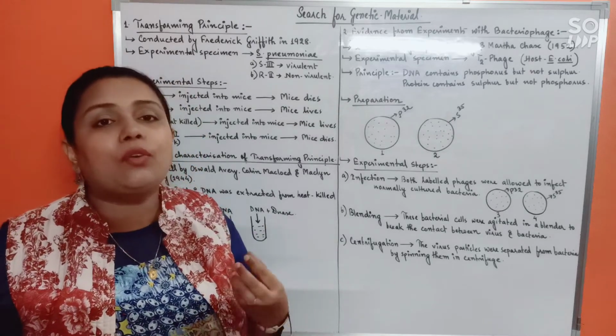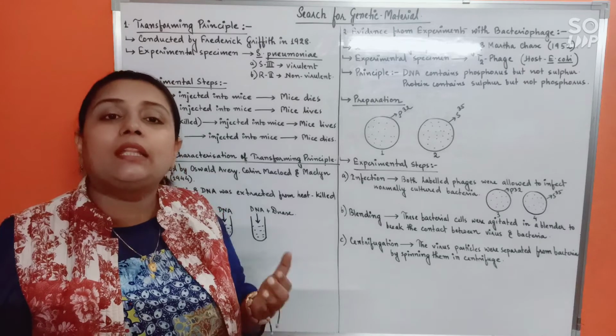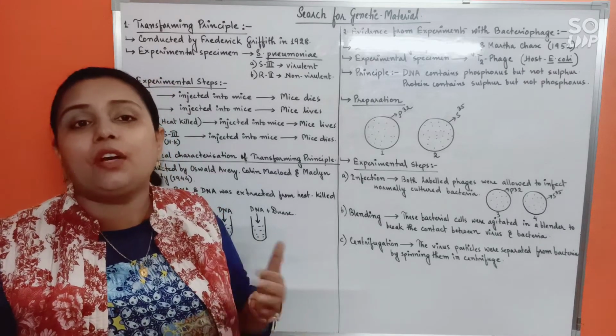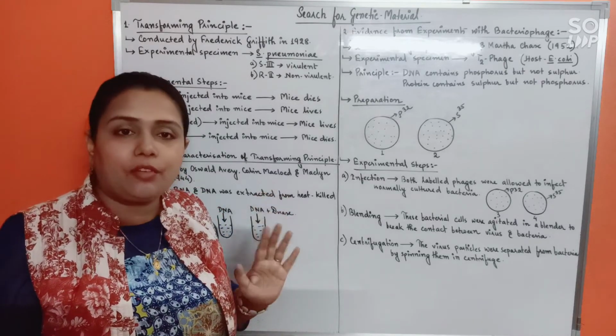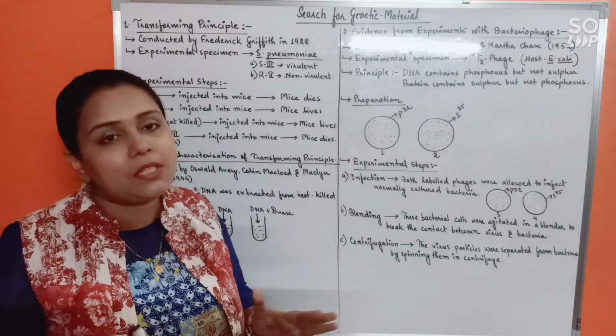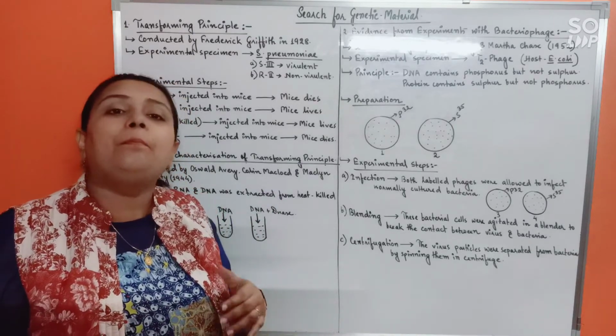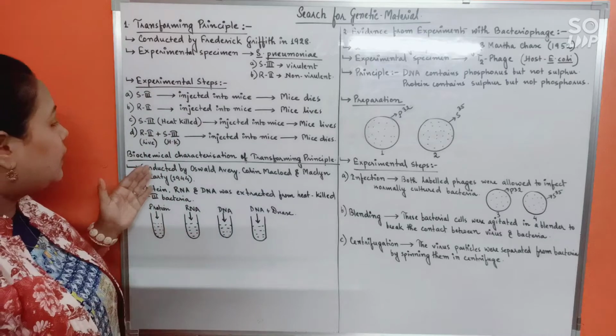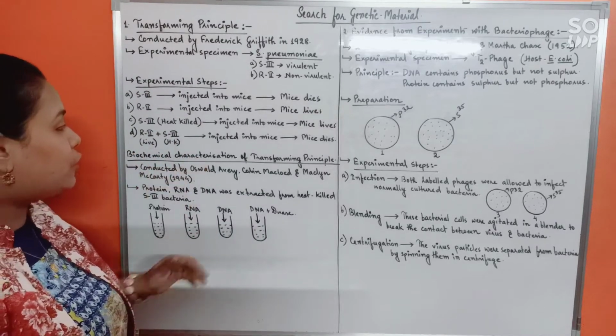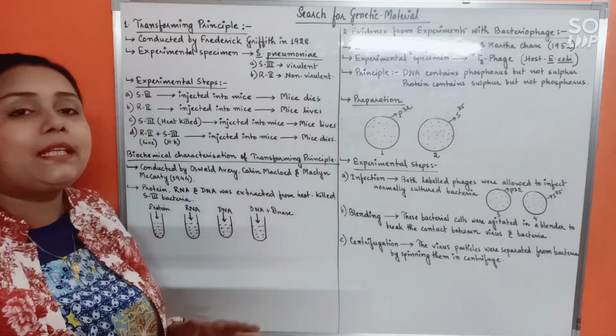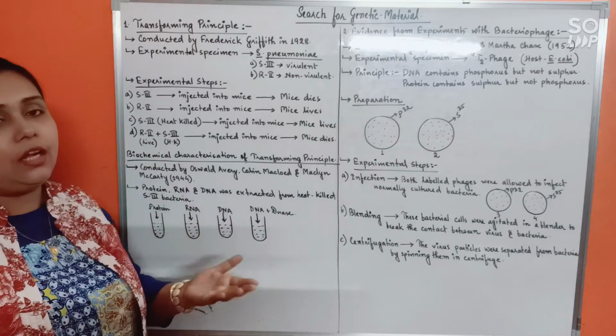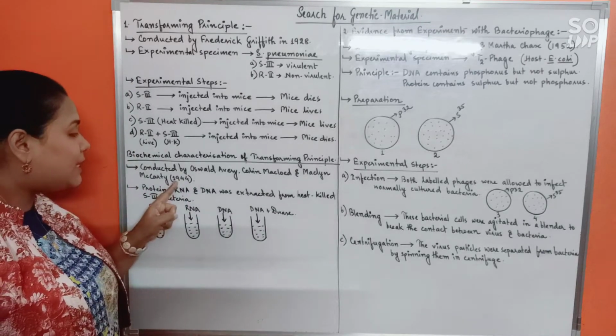Or rather, what was the nature of genetic material? That was not experimented further by Frederick Griffith. He ended the experiment here itself. Much later, the biochemical characterization of the transforming principle was conducted by three other scientists in 1944.